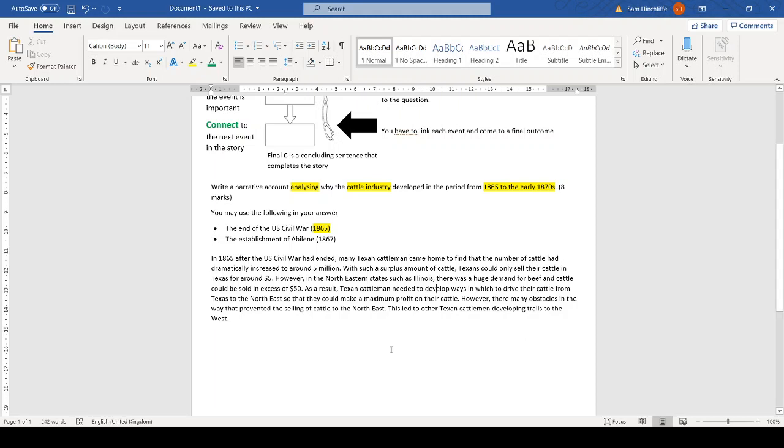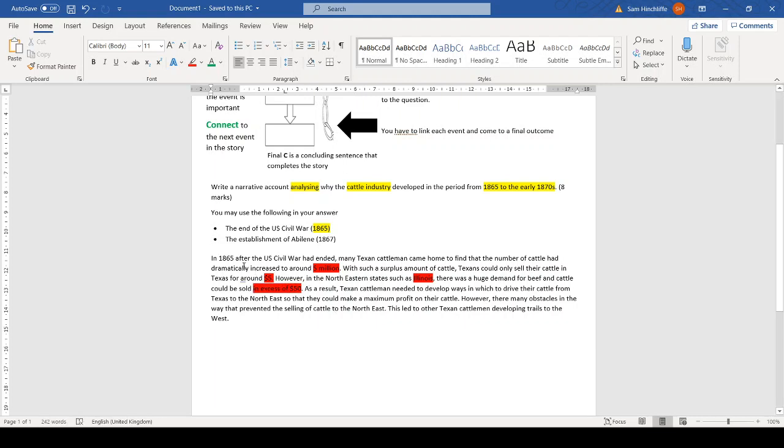So in 1865, after the US Civil War had ended, many Texan cattlemen came home to find that the number of cattle had dramatically increased to around 5 million. So we've got some key factual evidence there that we talked about yesterday. With such a surplus amount of cattle, Texans could only sell their cattle in Texas for around $5. Again, good knowledge. However, in the northeastern states such as Illinois, Chicago, there's a huge demand for beef, and cattle could be sold in excess of $50.